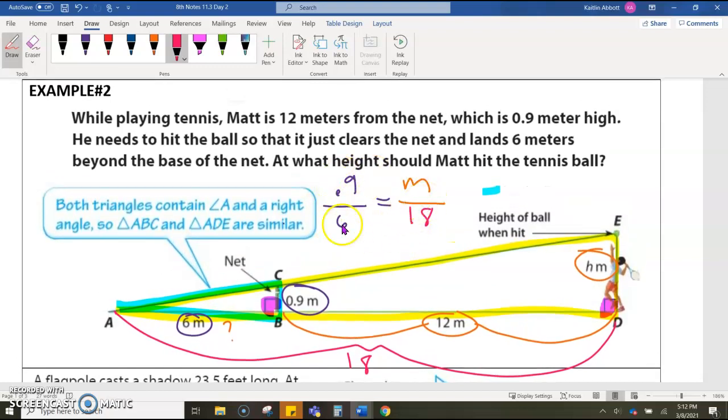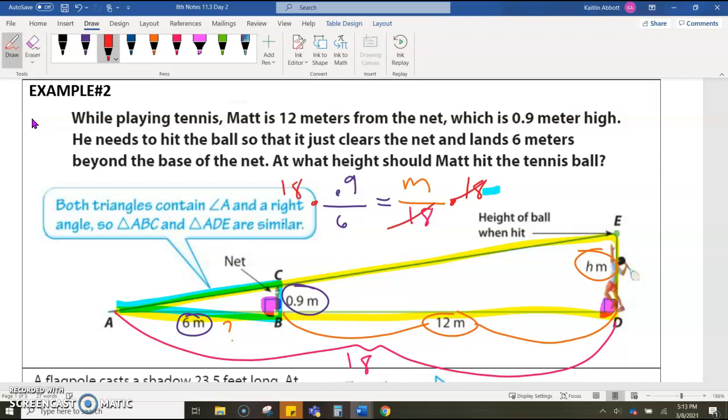Okay, so now we have our ratios, our proportions set up. Now we are just going to solve for m, just like we did in our problem of the day. We need to get rid of that 18. How do we get rid of the 18? Remember, a fraction is just division. So we are going to multiply both sides by 18. So these will go away.